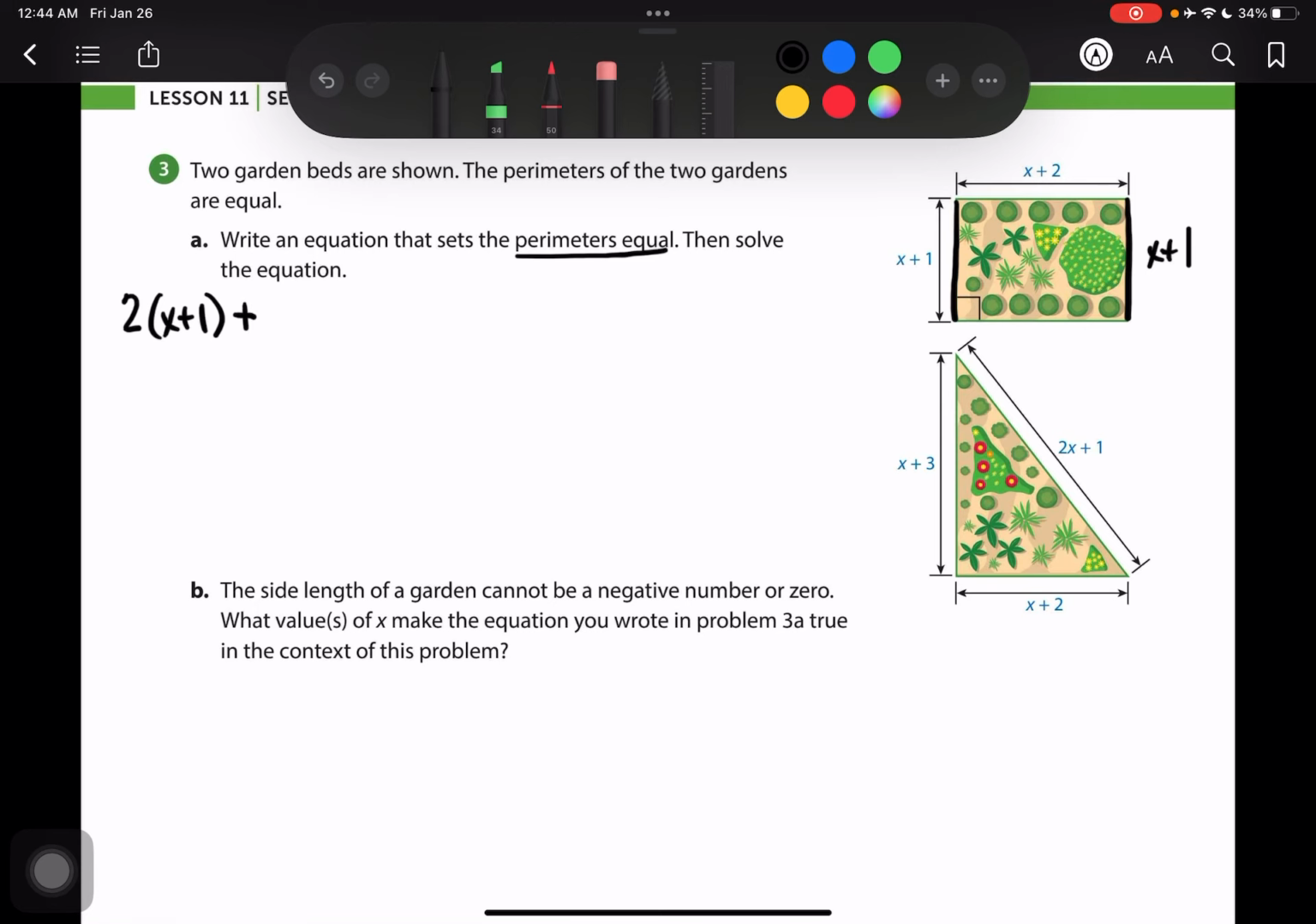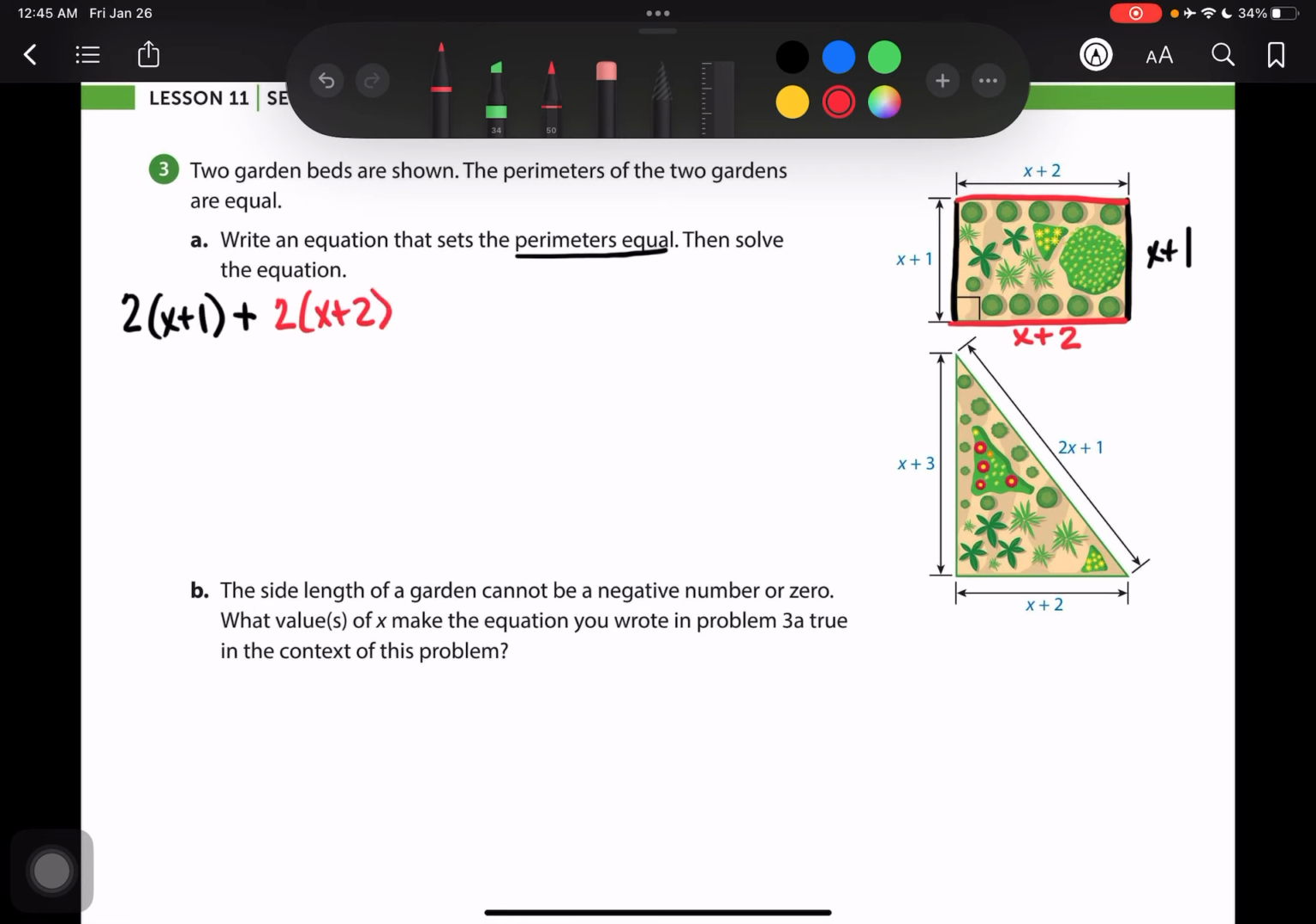Let me do that in a different color. That's x plus 2 over here. So that means the bottom of the rectangle should also be x plus 2. And since we have two sides, that'll be 2 times the quantity x plus 2. So that's the perimeter of the rectangle. And then we're going to set that equal to the perimeter of the triangle.